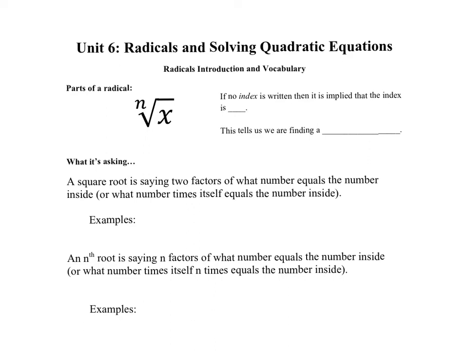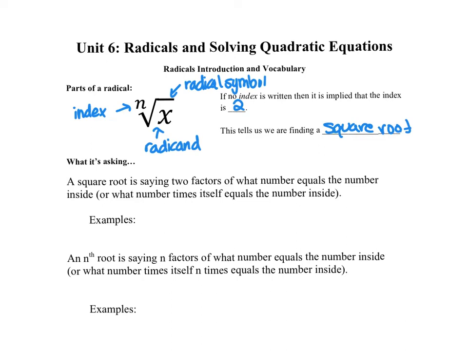The first thing is understanding the different parts of a radical. We often are working with square roots, but this whole thing is our radical. We have an index that tells us if we're taking a square root, a cube root, a fourth root, a fifth root, etc. We have the radicand, which is the part inside of the radical symbol, and it tells us what we're taking the root of. If there's no index written, it's implied that it's a 2, which tells us that we're taking a square root.